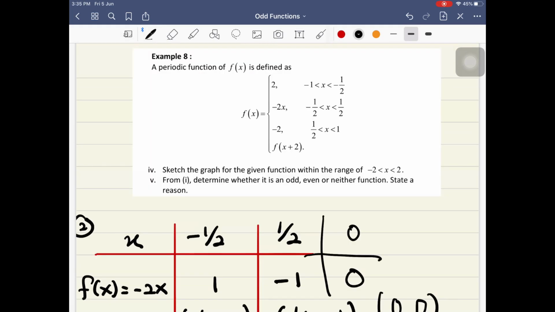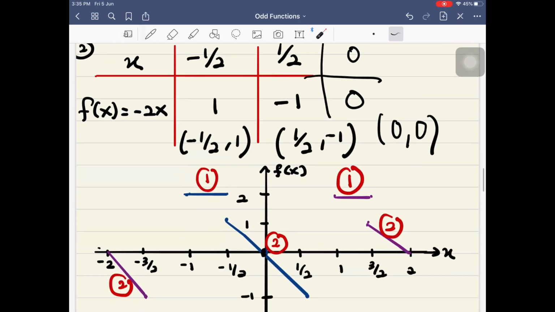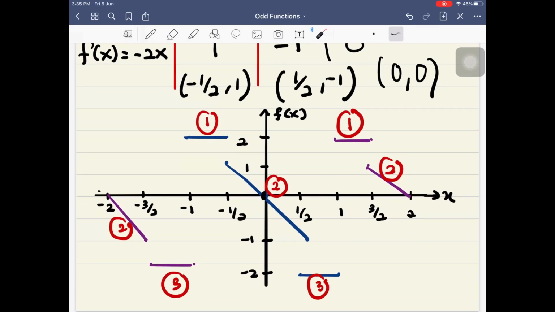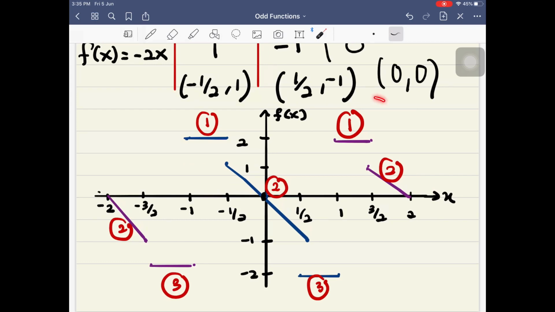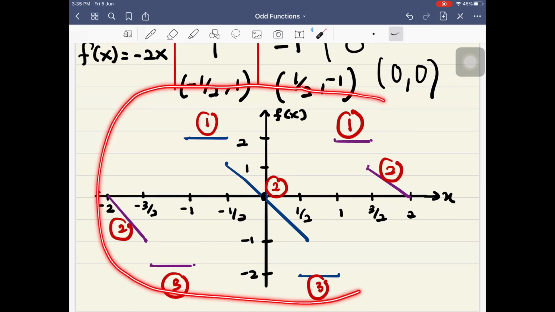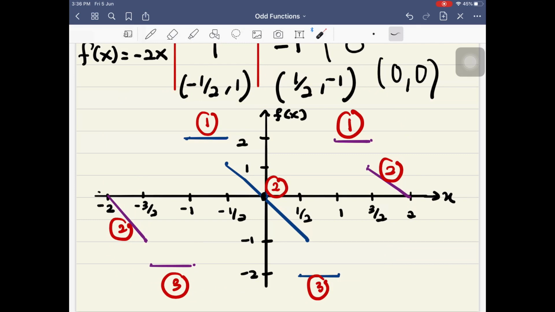Okay, now let's proceed with the second example. So you are given this periodic function. Okay. So for the first two questions, you should be able to sketch the graph within the range of -2 until 2. So you should get this graph. Okay, so based on this graph here, you can conclude that this is an odd function since it is symmetrical about the origin.